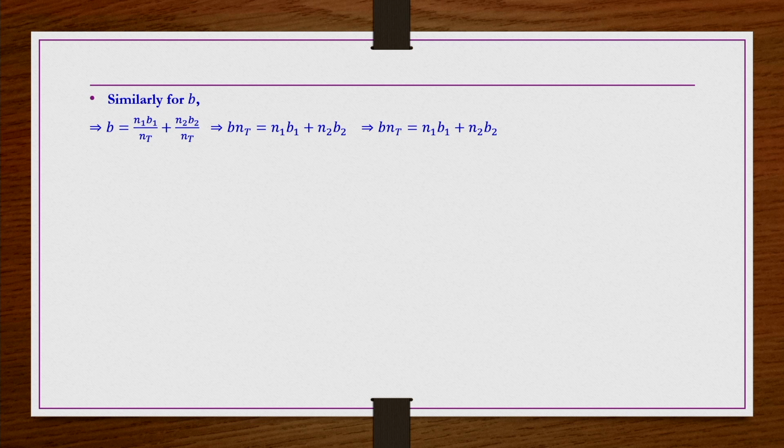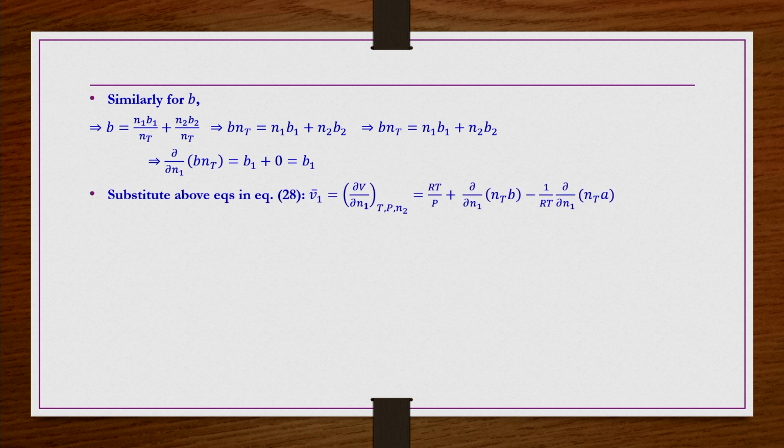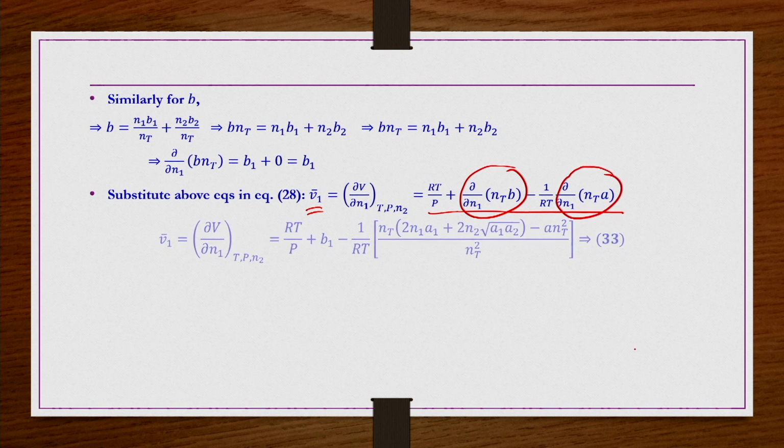This we partially differentiate with respect to N1 by keeping temperature, pressure and N2 constant, then we get B1 plus 0 is equal to B1. Now these two quantities we substitute in equation number 28, that is nothing but V1 bar is equal to RT by P plus ∂/∂N1 of (NT B) minus 1 by RT ∂/∂N1 of (NT A). Now these two we just evaluated by using the mixing rules. So we substitute here, then we have this relation, right.